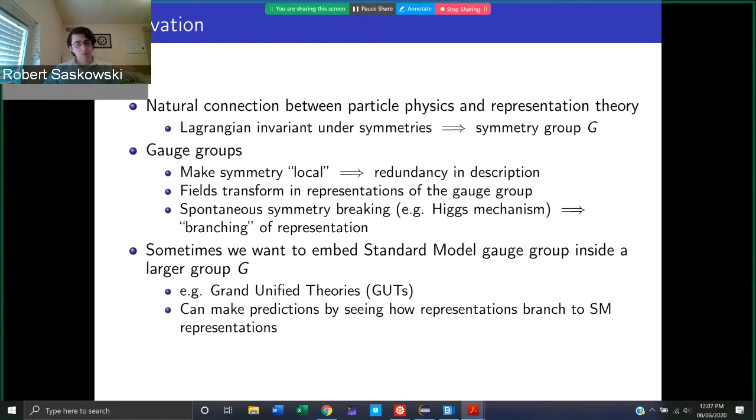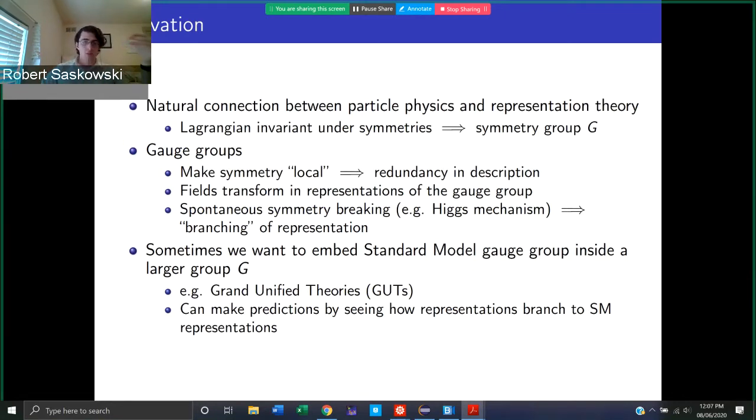But importantly, when we do have a gauge theory like this, the fields transform in representations of the gauge group. I'll be more specific about what I mean by representation later, but for now, just roll with it. So, in general, when we have these representations, we can break them down to smaller representations via things like spontaneous symmetry breaking. For example, the Higgs mechanism takes the SU(2)×U(1) gauge group of the electroweak interaction, and it breaks it down to the U(1) of electromagnetism. And this induces, in some sense, a branching of the representation.